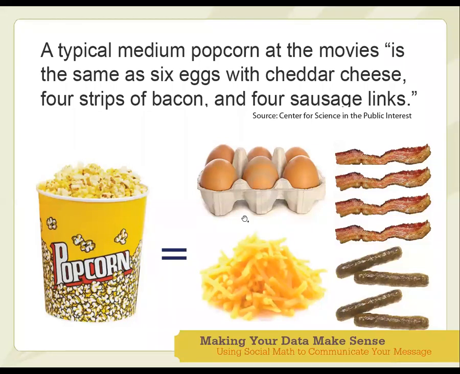So here's the social math example. And it says a typical medium popcorn at the movies is the same as 6 eggs with cheddar cheese, 4 strips of bacon, and 4 sausage links. And then again, it uses pictures of the food. Does this improve upon the last methods of communicating data, and how? How impactful is it in presenting data this way?